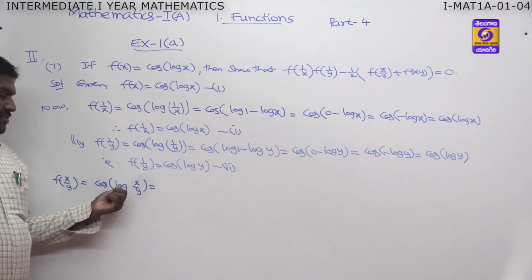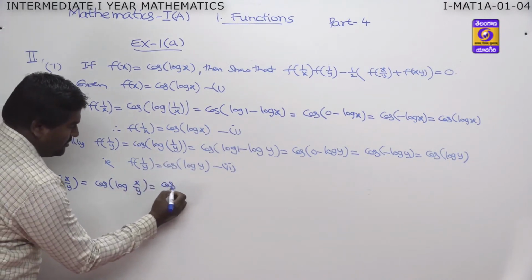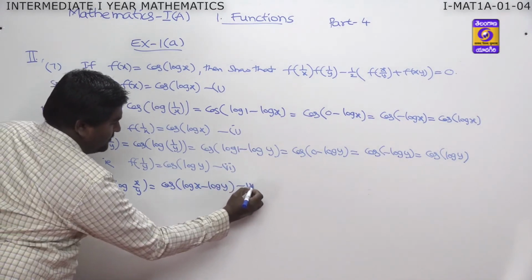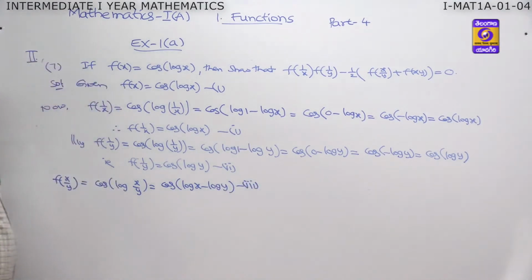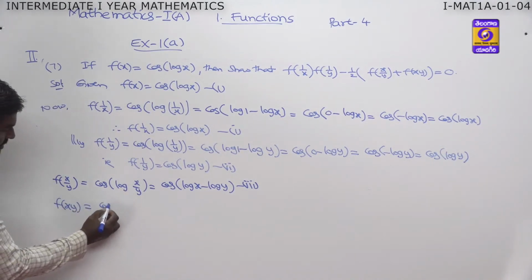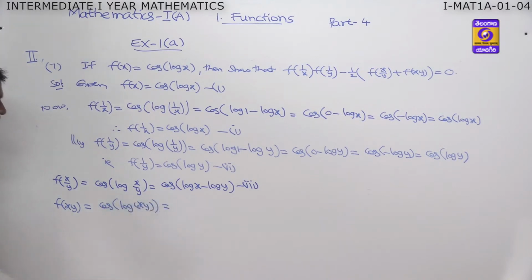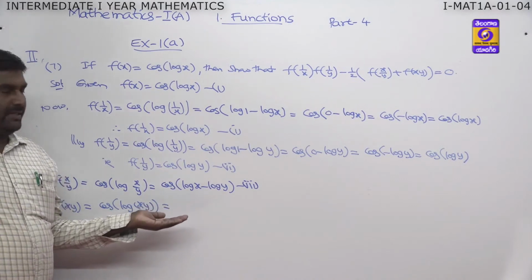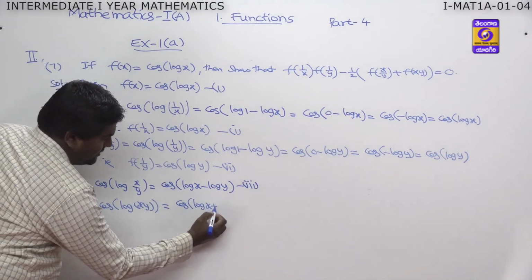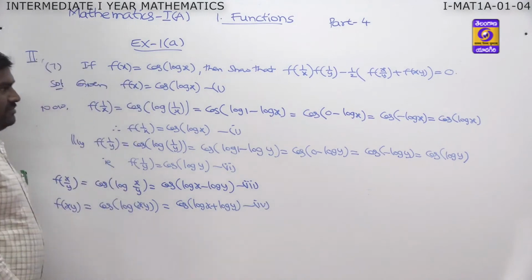It is of the form log a by b, log a minus log b. It is cos of log x minus log y. It is sum 3. Later, f of x into y. It is cos of log x into y. It is of the form log a into b, it is log a plus log b. Cos of log x plus log y. It is equation 4.